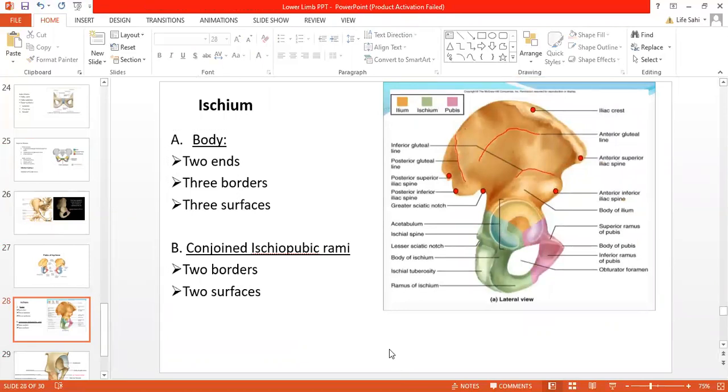Ischium has a body and a single ramus, which I just mentioned earlier, that it joins with the inferior ramus of the pubis to form the conjoined ischio-pubic ramus. So ischium has a body and a conjoined ischio-pubic ramus. The body has two ends, three borders, and three surfaces.